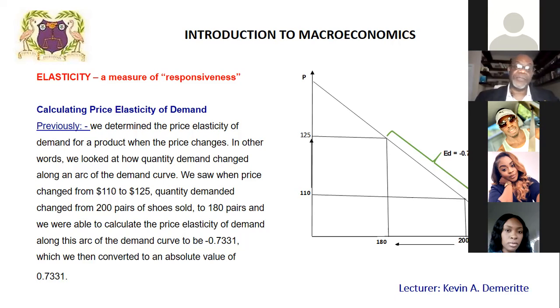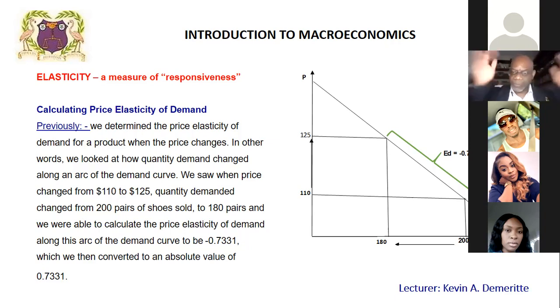I think it's supposed to be 331. I don't know where I got 332 from. So we were able to calculate the price elasticity of demand along this stretch, or this arc, of the demand curve to be negative 0.7331, which we then converted to an absolute value of 0.7331, positive.